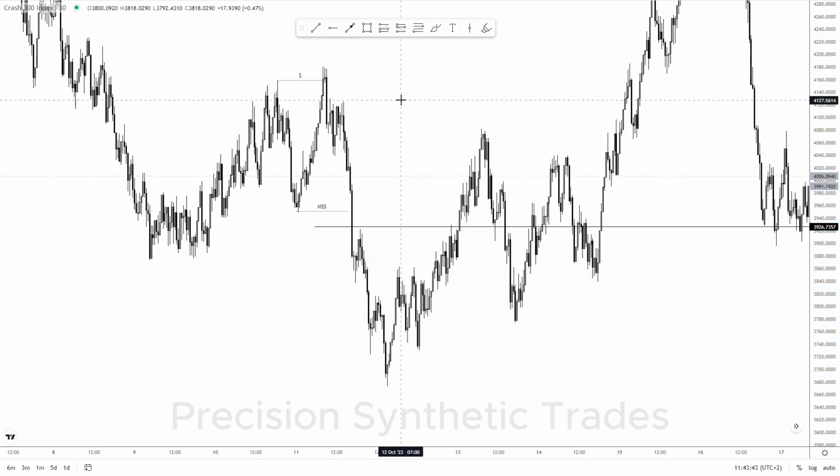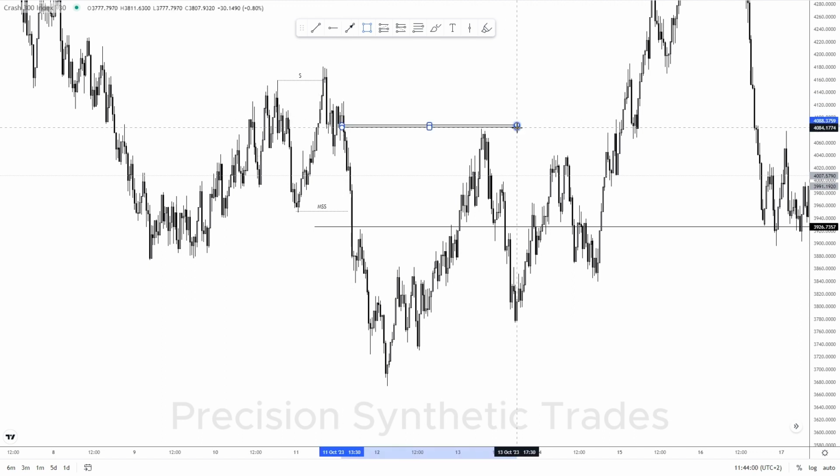Now we look for a point of interest, an order block or a fair value gap. Now as you can see, where this impulse move started, this was the last high before the impulse move started. So there's a small fair value gap there. As you can see, it literally touched the fair value gap and it came down. That was your first confirmation.